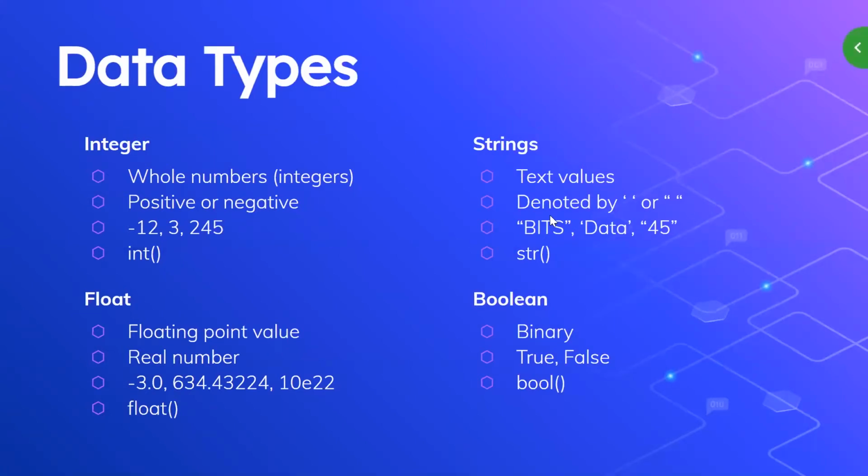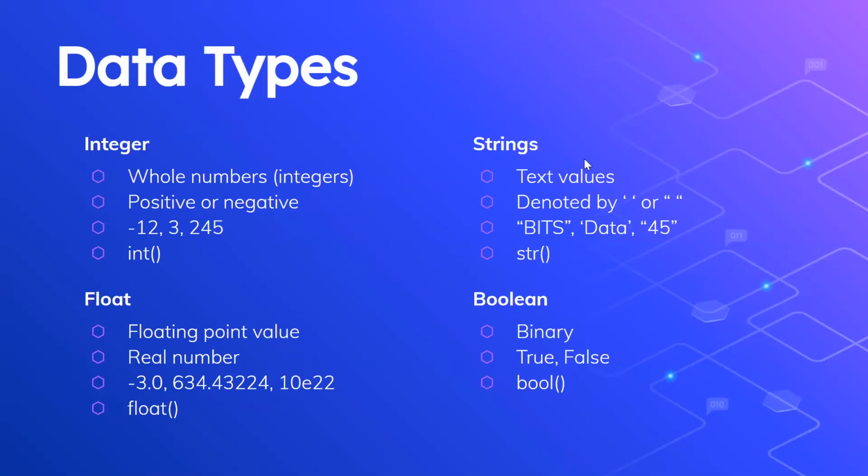Okay, so first off, data types. The first data type we have is an integer or int. Integers are whole numbers. They're positive or negative, and they are -12, 3, 245. And there are a lot of integers, and I'm not going to say them all, but that's just one data type. Now we're going to talk about strings.